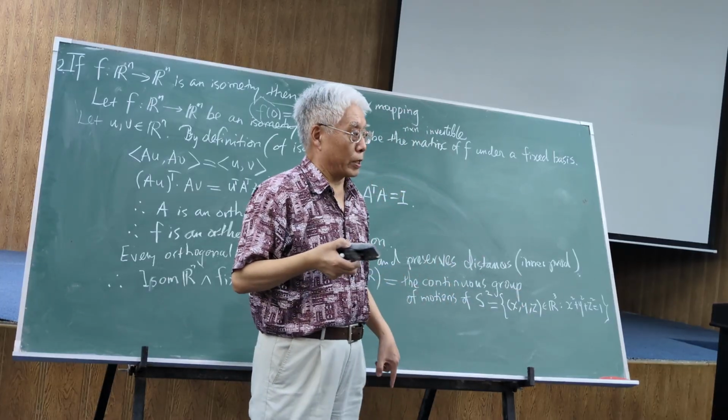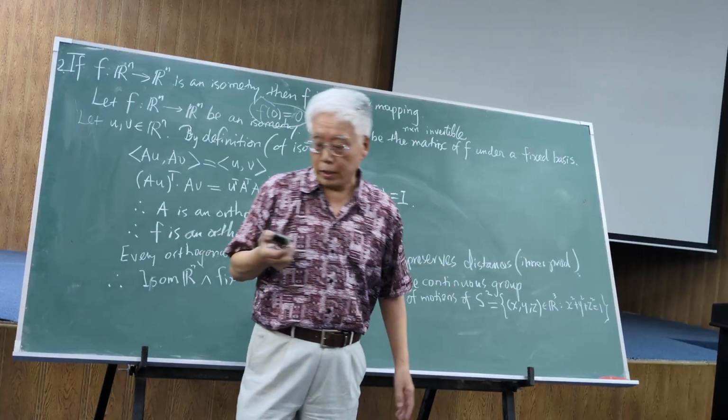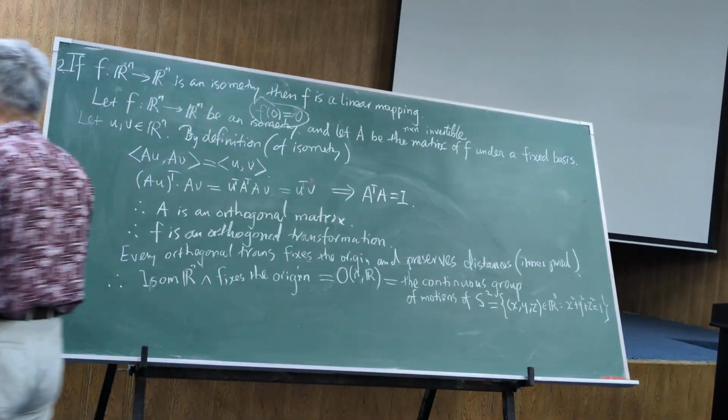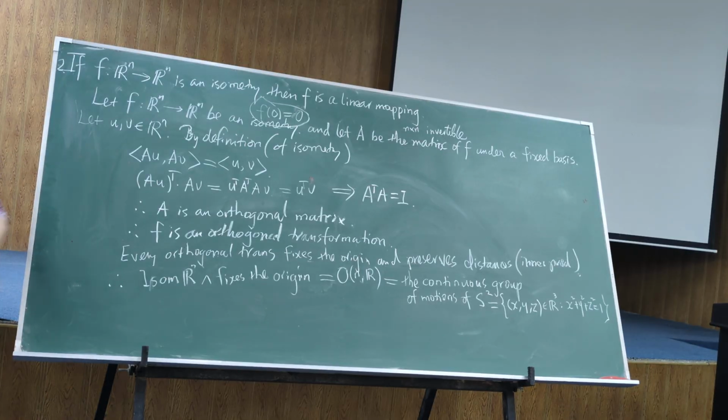That one is also an isometry, and that isometry together with this, and in all their combinations. And in group theory that is called what? Semidirect product or direct product.